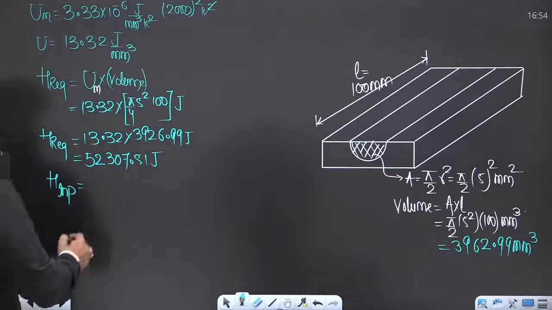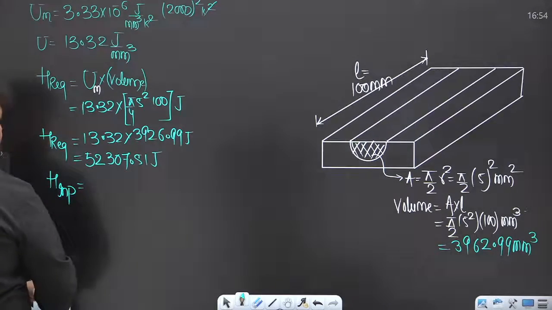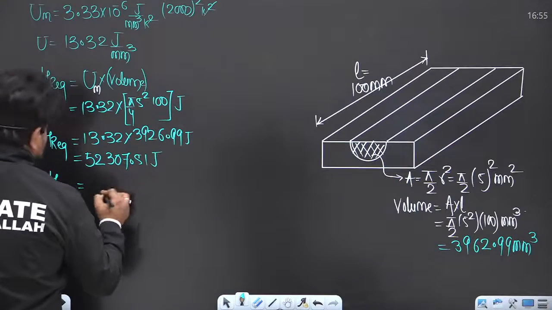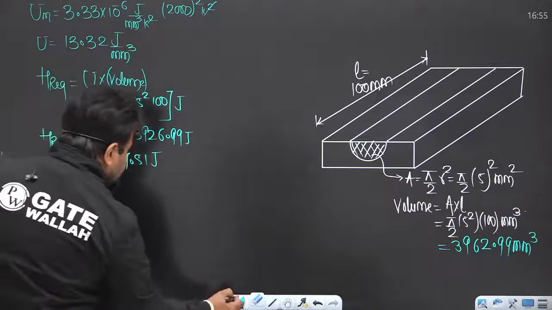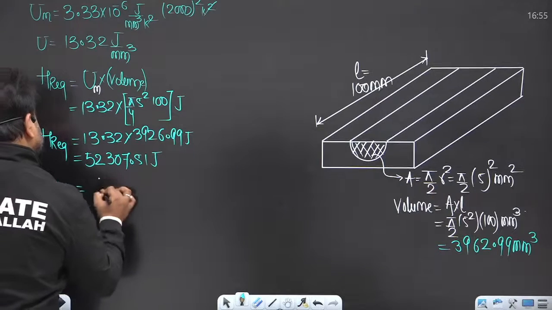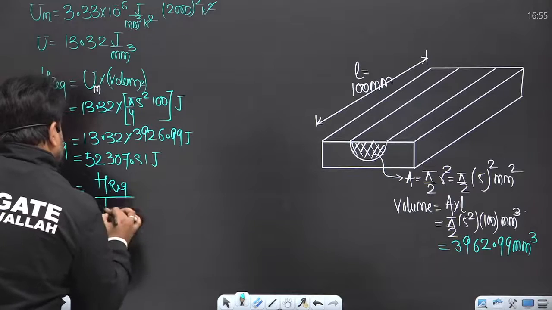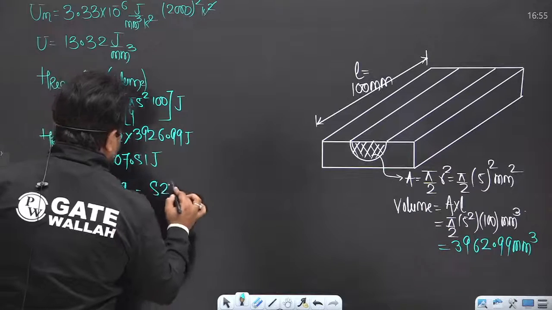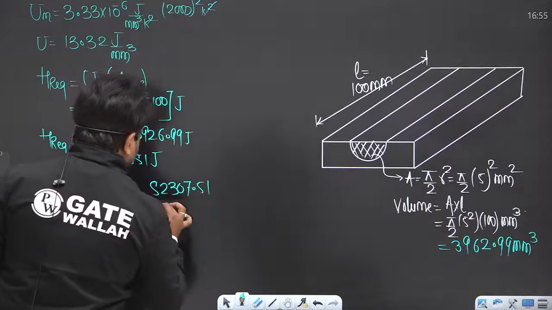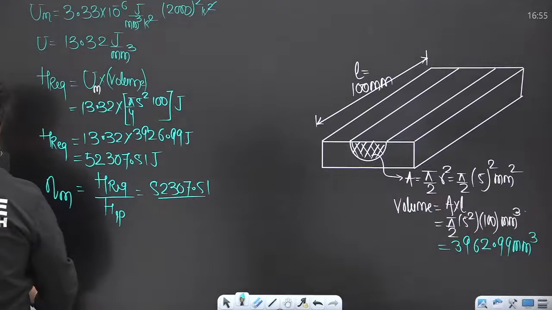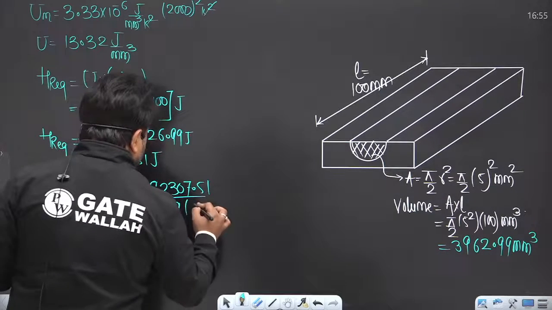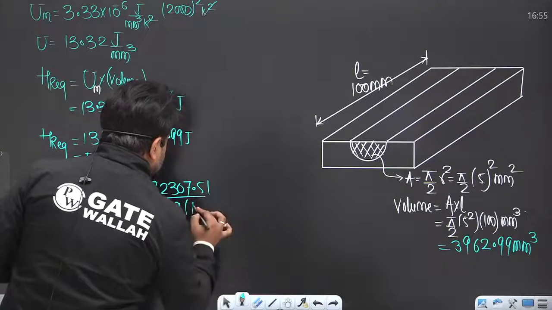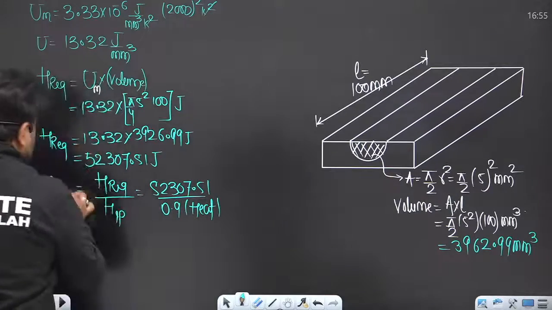So, my dear, the transfer efficiency is given. What is the transfer efficiency? Here the transfer efficiency is 0.9. So let's say we have to find this out. The melting efficiency is heat required divided by heat input, right? So the heat required is 52307.51 divided by 0.9 times the heat which we are giving, and this is equal to what?